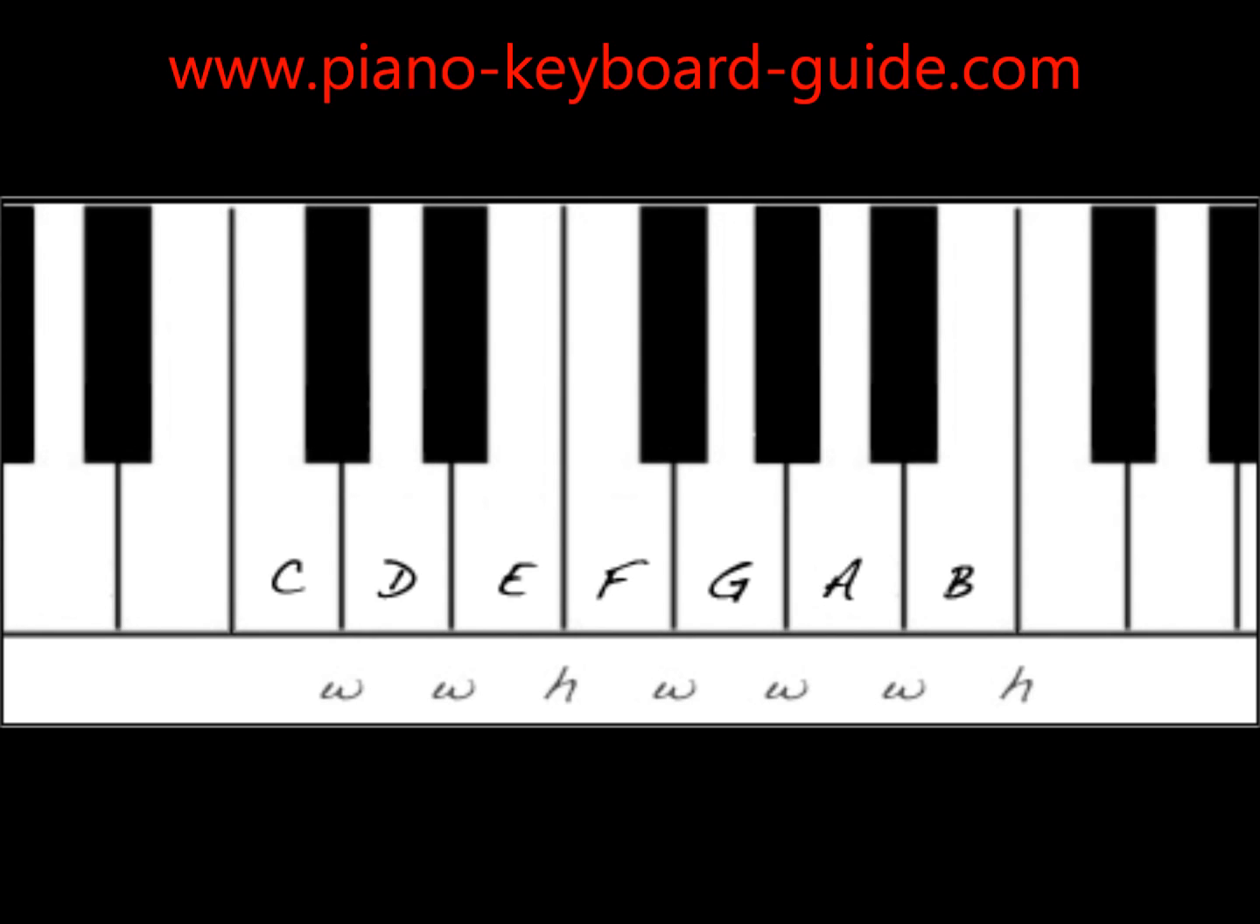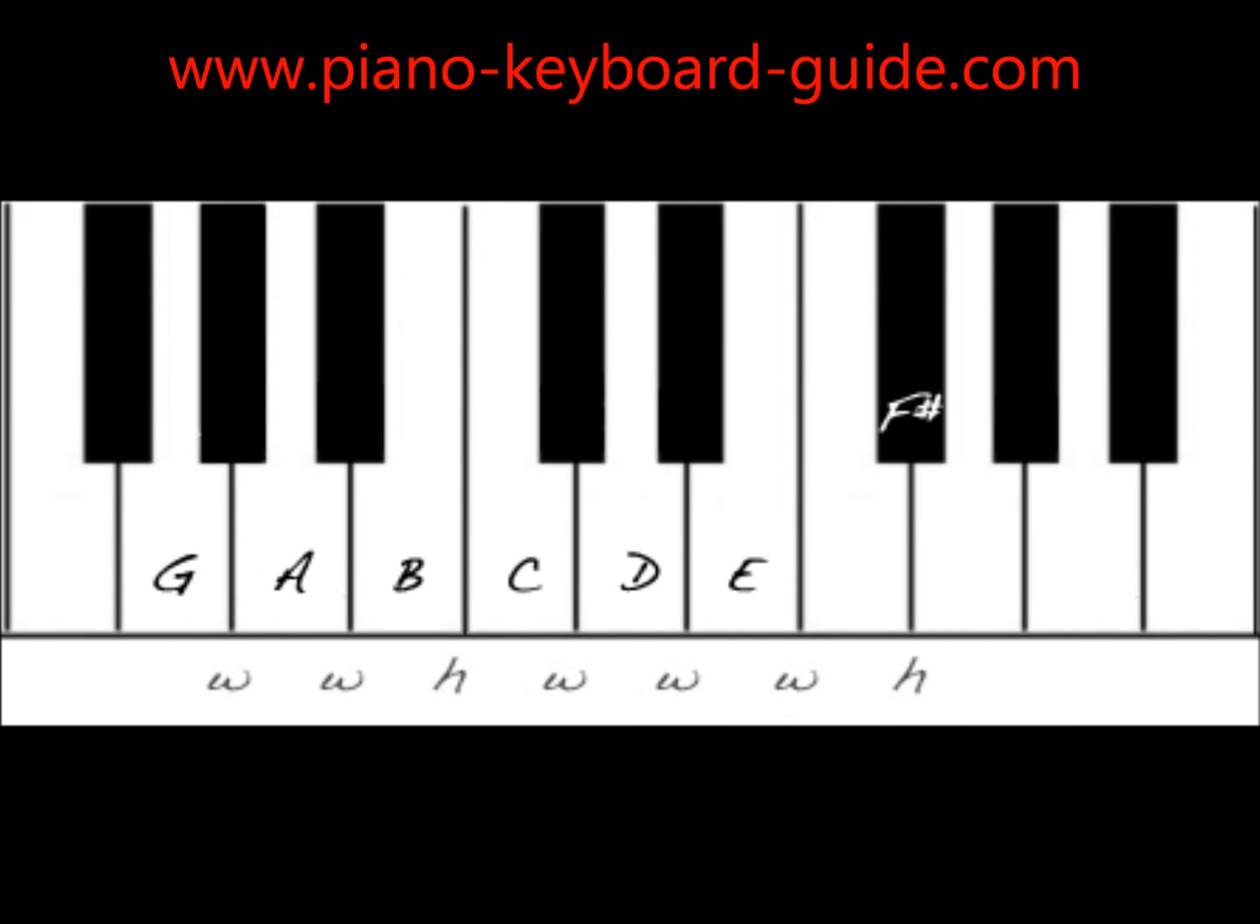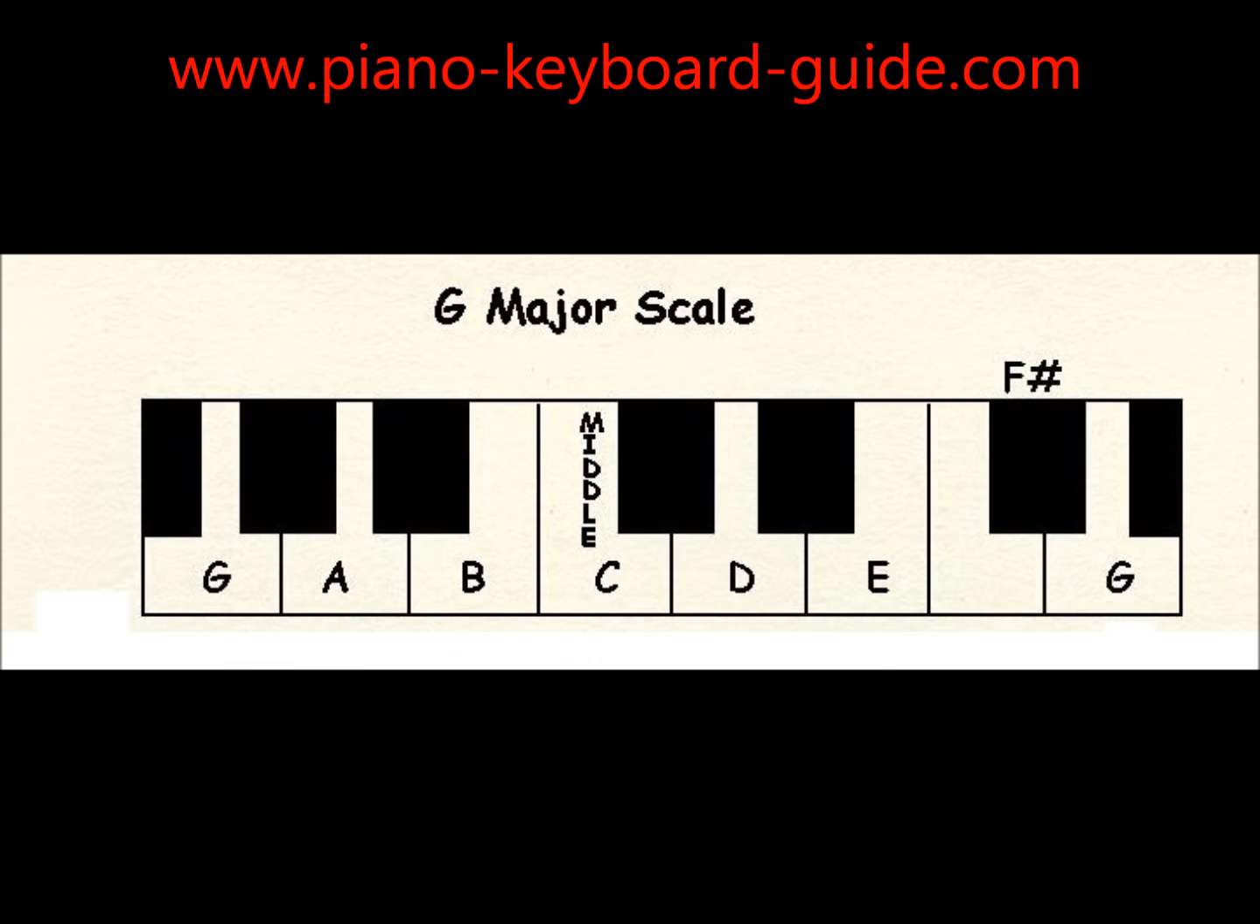How about the key of G? In the key of G, you start with the root note G, then you move 1 whole step to A, a whole step to B, a half step to C, a whole step to D, a whole step to E, a whole step to F sharp, and lastly, a half step to G. The notes of the G major scale are G, A, B, C, D, E, F sharp, G.